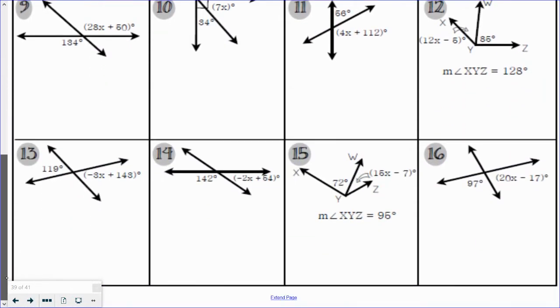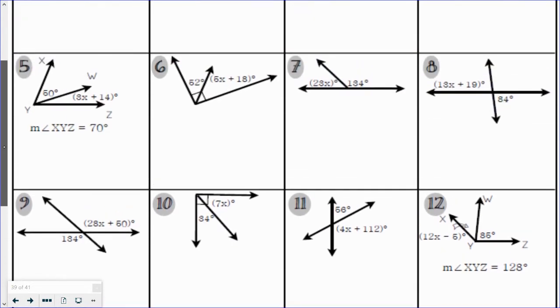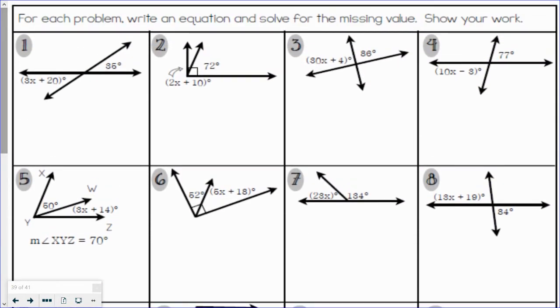Okay, so there are a total of 16 problems. Let's look at number 1. Number 1, they are vertical, right? Whenever I see vertical, I think automatic equal sign because that shows that they are congruent, they are equal to each other. We have to take our 3x plus 20 and say equal to 35. Then this is when you step in and use those algebraic skills.